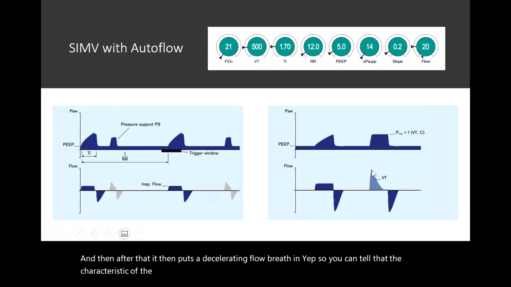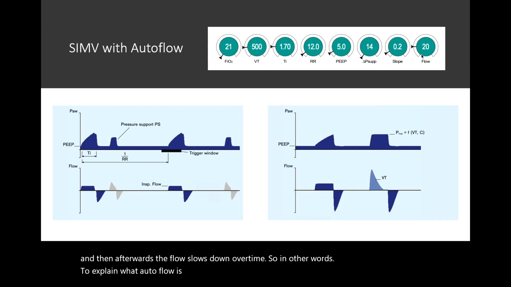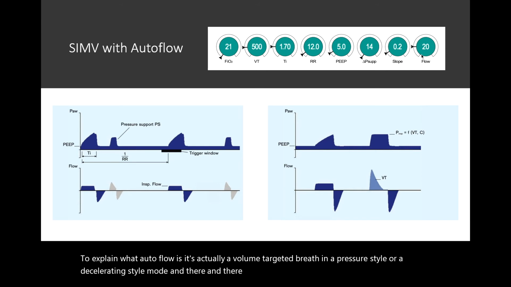So instead of it being continuous, you get a very fast start, and then afterwards the flow slows down over time. So in other words, to explain what Autoflow is, it's actually a volume targeted breath in a pressure style mode, or a decelerating style mode, and there are a few advantages to doing this.